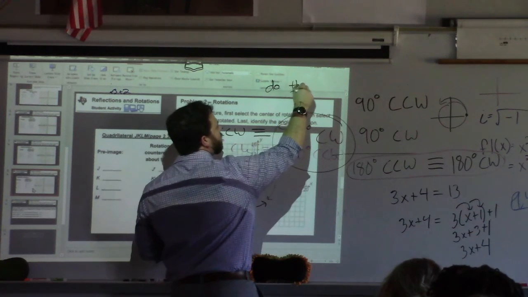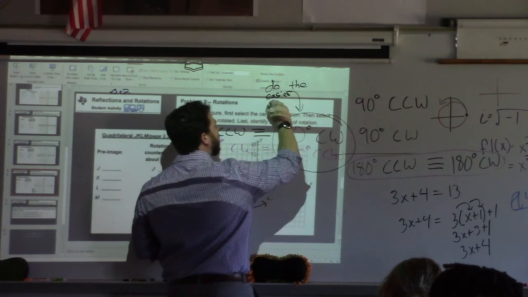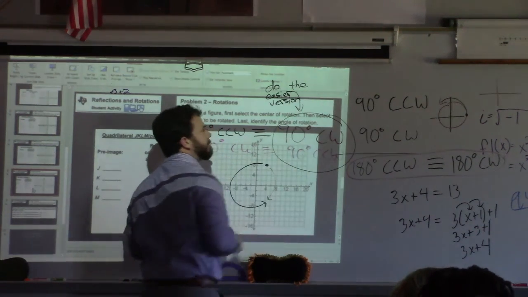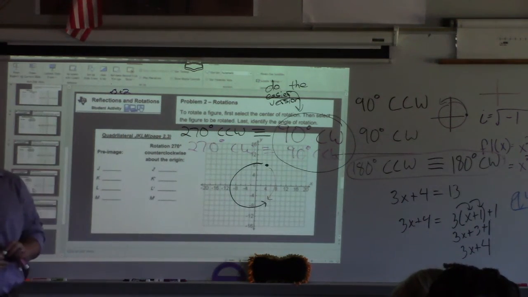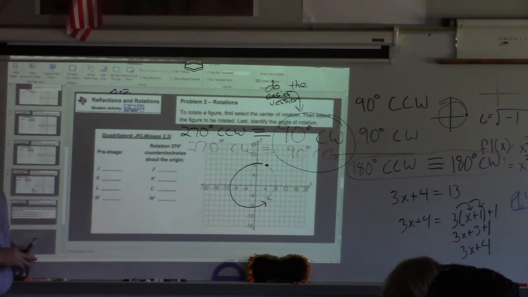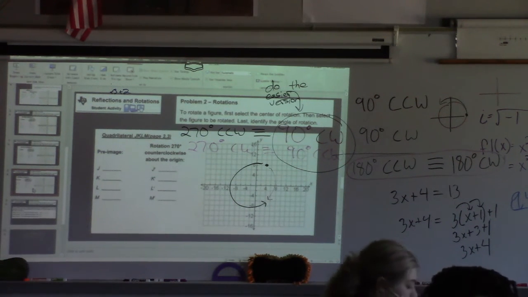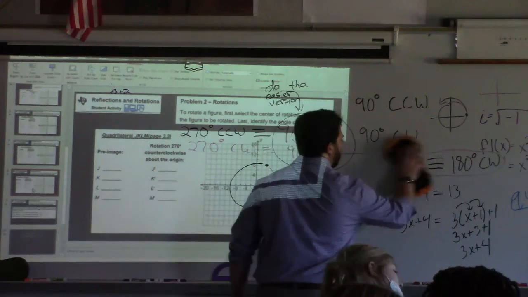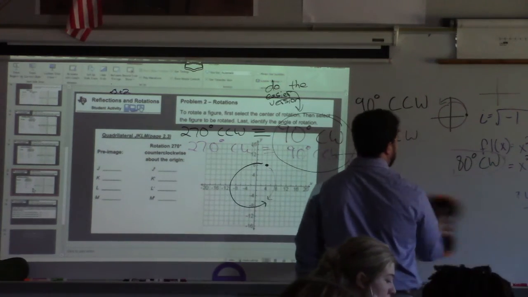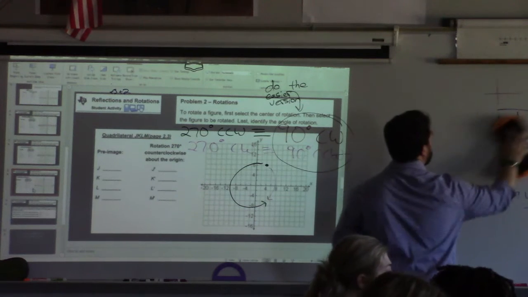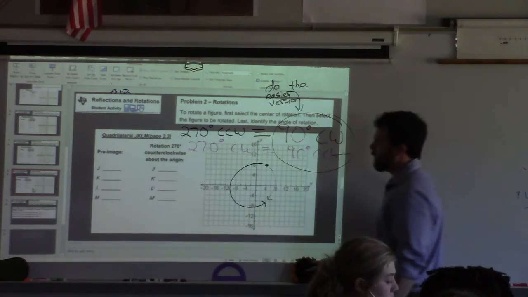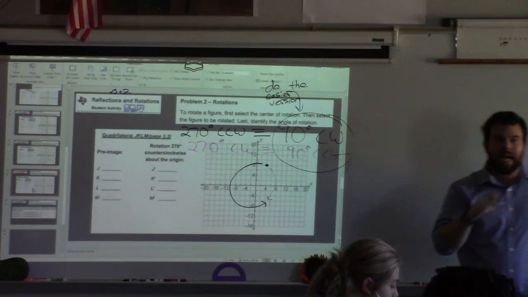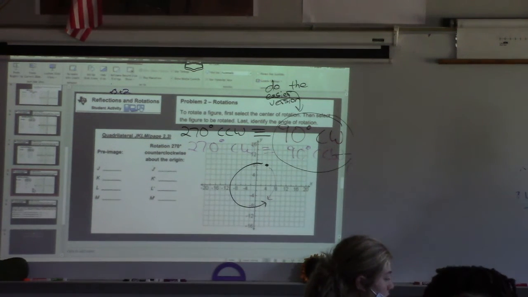Do the easier version. That's the biggest thing that I want you to make a note of on 2.3. 270 degrees counterclockwise is equivalent to 90 degrees clockwise. 270 degrees clockwise is the same as 90 degrees counterclockwise. Do the easier version. We still have 8 minutes left. Here's the last thing that I do want you to make a note of with this lesson.